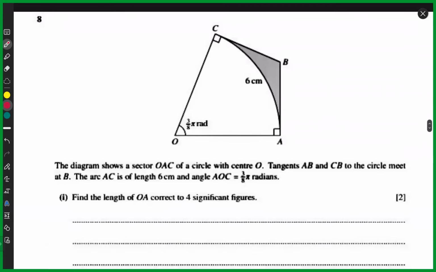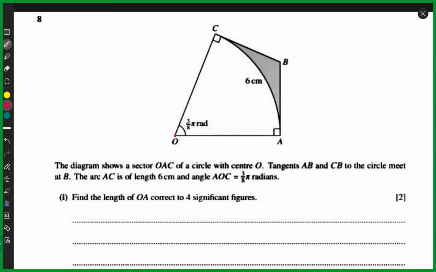So the question says the diagram shows the sector OAC. We can see a sector OAC of a circle with center O. Now they did not make the entire circle. This is what I was talking about. They have only told that whatever the circle is, the center was at O, and then the sector is there only. Tangents AB and CB to the circle meet at B. If you think about O level maths, you can recall this is something we have already discussed in O levels. This used to be one of the properties.